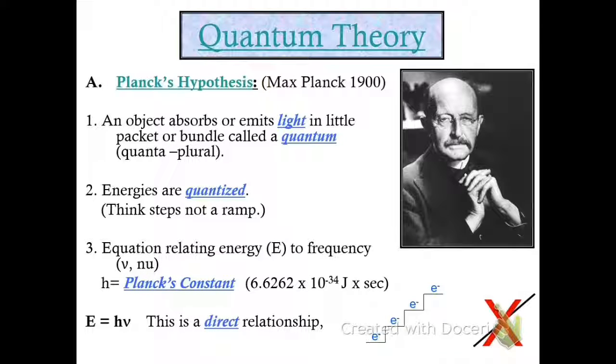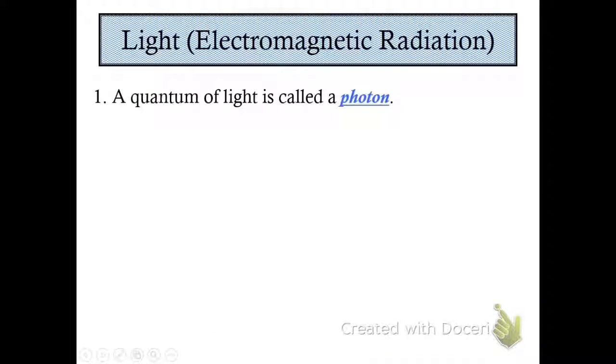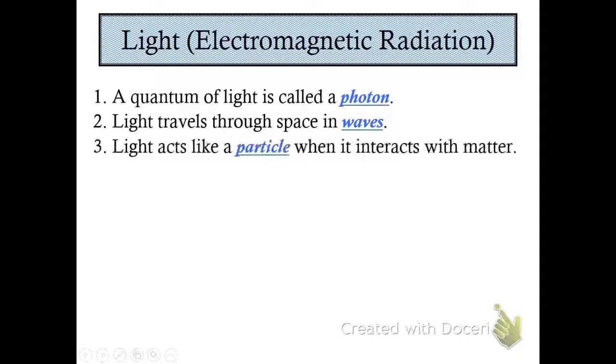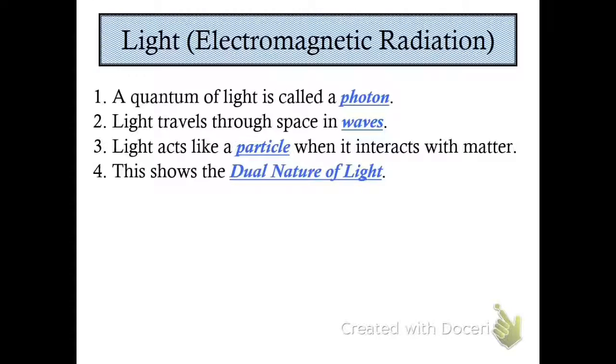He came up with the equation that relates energy to the frequency, and he came up with something called Planck's constant. Not something you need to memorize, it will be given to you on tests. Energy is related to the frequency. This is a direct relationship, so higher frequency waves have more energy. A quantum of light is called a photon, and light travels through space as waves, but it acts like a particle when it interacts with matter. This is that dual nature of light.